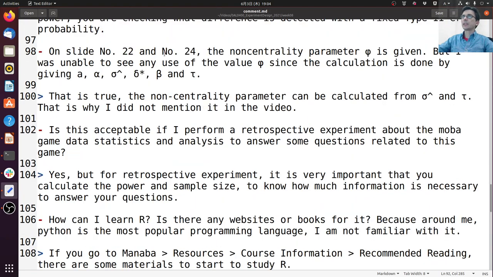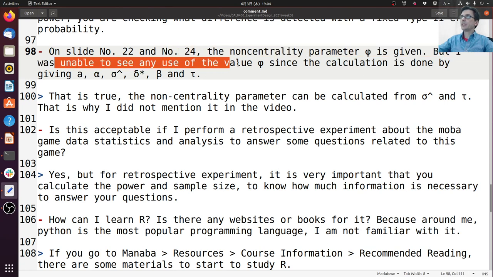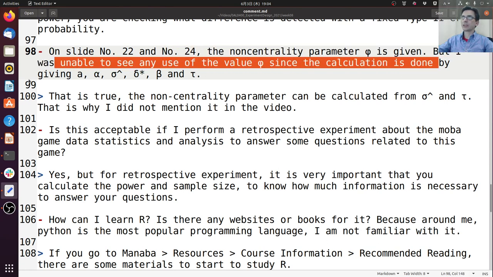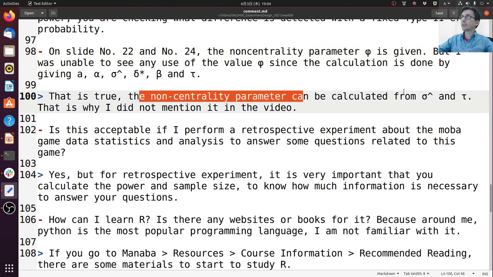Okay, another student asked, on slide number 22 and slide number 24, the non-centrality parameter is given, but I was unable to see any use of the value since the calculation is done by A, alpha, sigma, delta, B, and tau. And that's true, you are absolutely correct. The non-centrality parameter can be derived from sigma and tau, and that's why I did not talk too much about the non-centrality parameter.